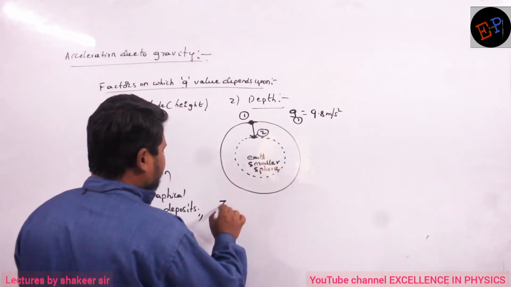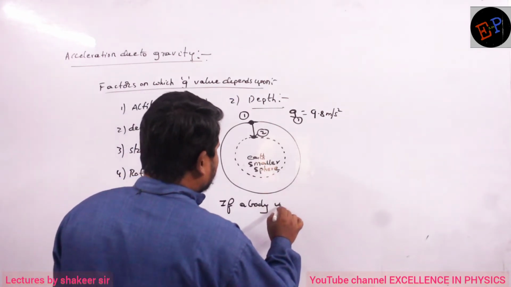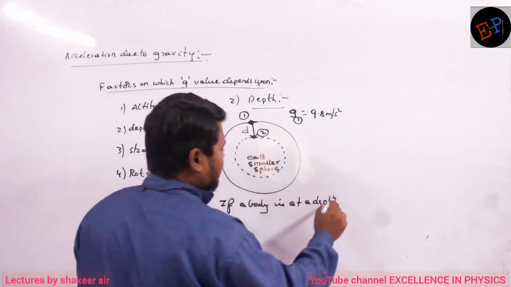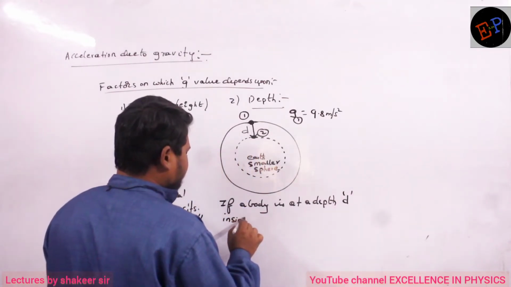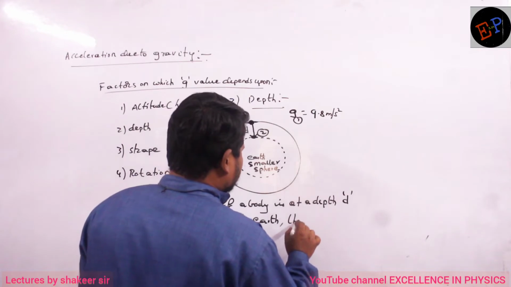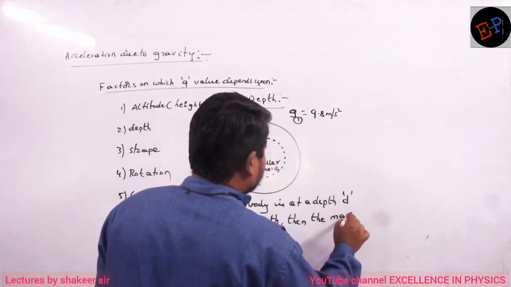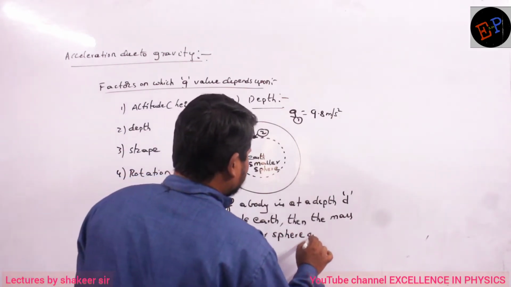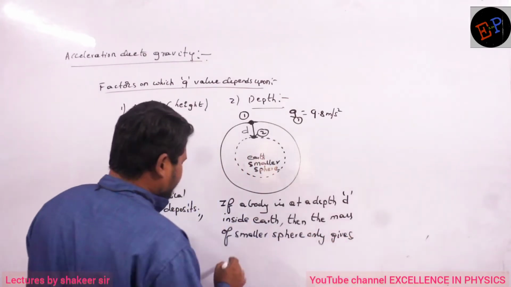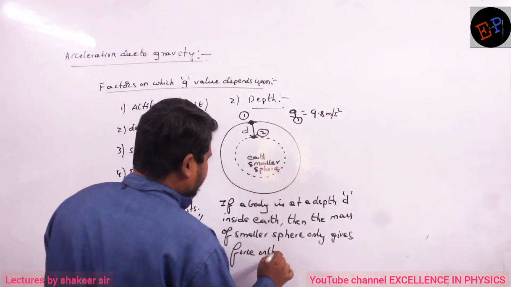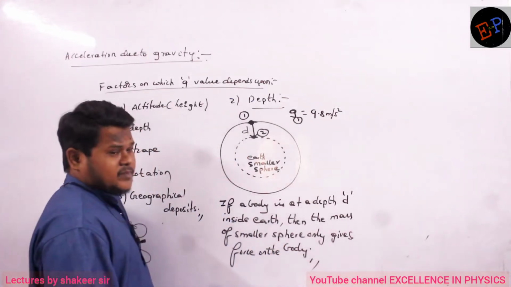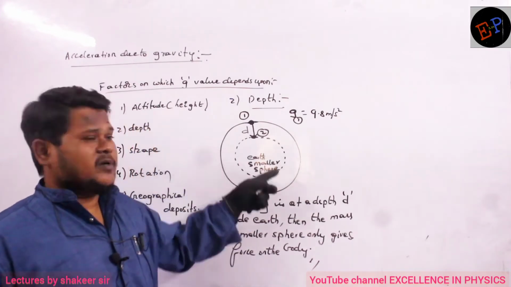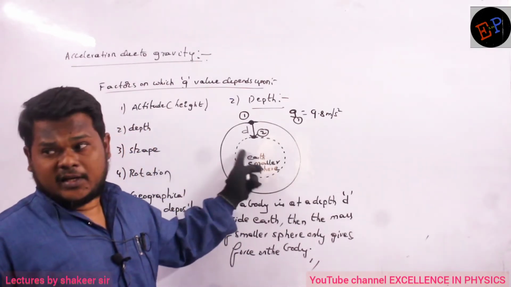So therefore, what I write: if a body is at a depth d inside Earth, then only the mass of the smaller sphere gives force on the body. The outer sphere is there, no? That outer sphere doesn't provide any force. The net force provided by the outer sphere will be zero. The net force is provided by the inner sphere only.